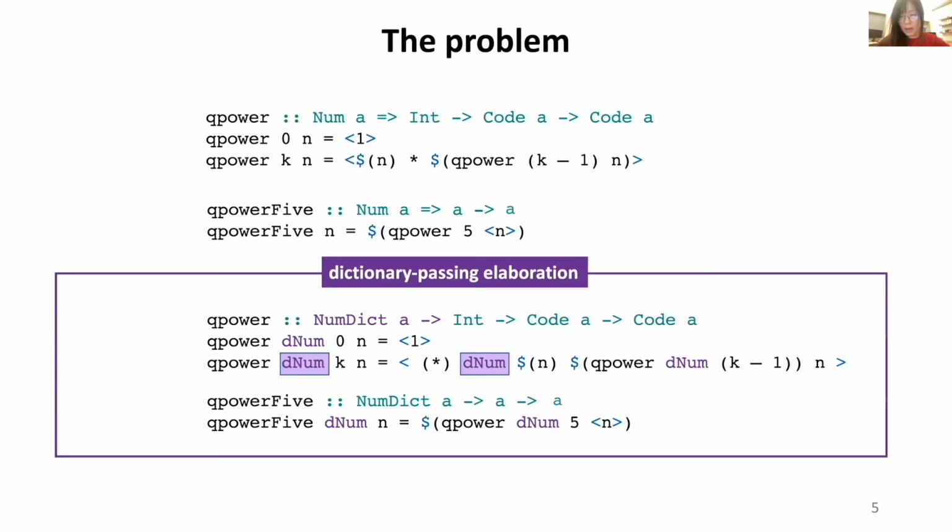In qpower, the dictionary is bound outside of the quotation and is used inside. Similarly, in power 5, the dictionary is defined outside of a splice and is used inside. This kind of use of variables is considered ill-staged in multi-stage programming. Intuitively speaking, it means that the variable is defined in some stage and then is used in a different stage.